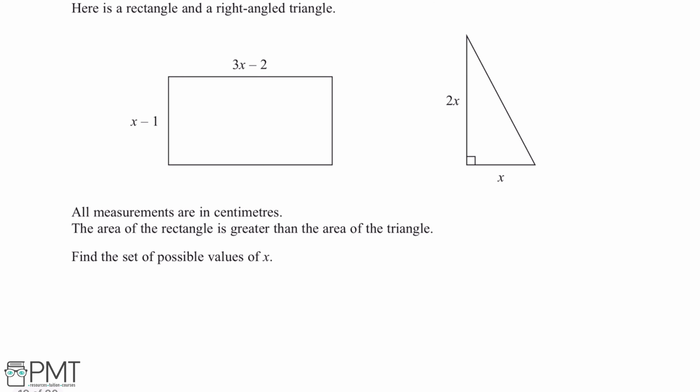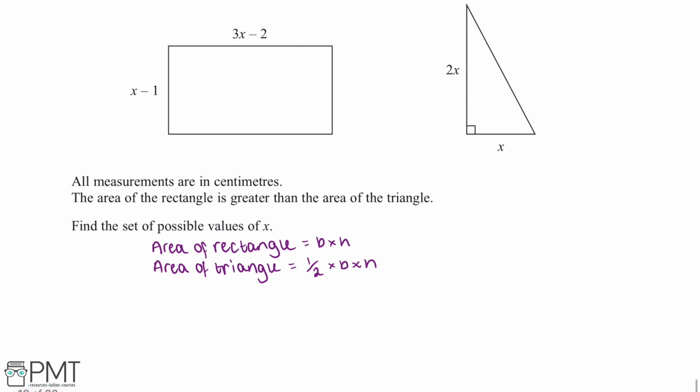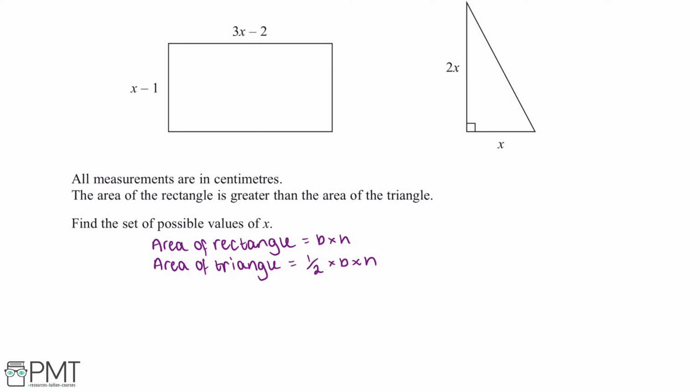So the first thing we'll need to know for this question is the formula for the area of a rectangle and the area of a triangle. So the area of a rectangle is base multiplied by height, and the area of a triangle is half multiplied by base multiplied by height. So we've been told that the area of the rectangle is greater than the area of the triangle.